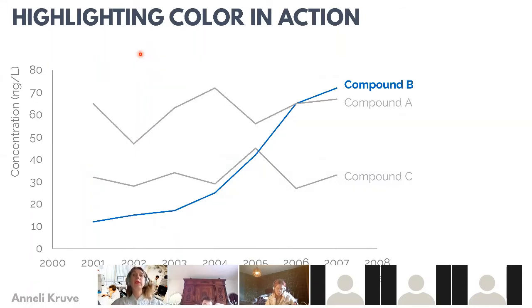Another example is about time series. The concentration of 3 compounds has been investigated over time in environmental samples, and we could do this as a line chart, and then we have the one compound highlighted, and it turns out that this is the compound for which we can see an increase in the concentration. So this compound B sticks out from the graph due to this color highlighting.